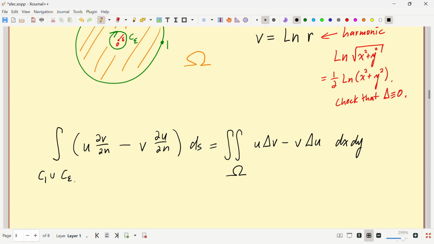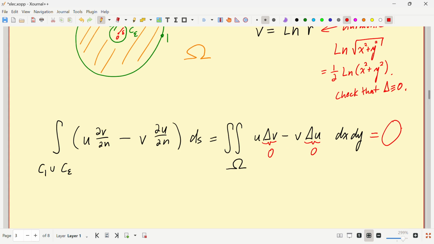Okay. u is harmonic, so this is 0. And v is harmonic, so this is 0. So the right-hand side is the big fat 0.